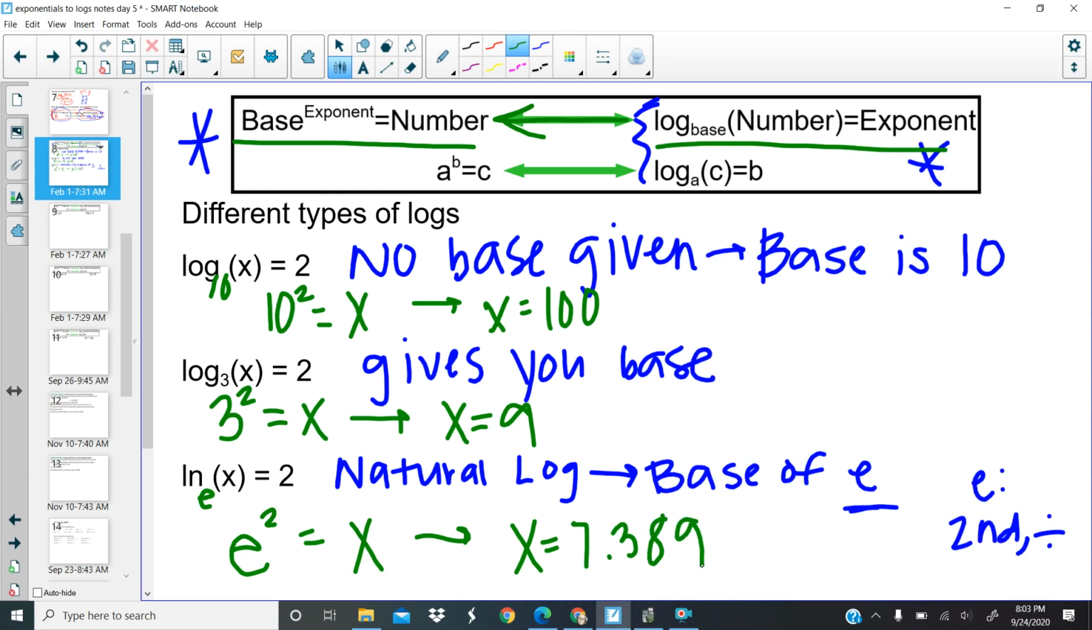So that's how you would solve those specific examples, but the main thing that I need you to take note of is if it just says log and it doesn't tell you what the base is, then it automatically has an implied base of 10. The second scenario, if it has that little number down there, then that gives you the base. It's telling you what the base is. And the third scenario is that natural log where it has a base of e.